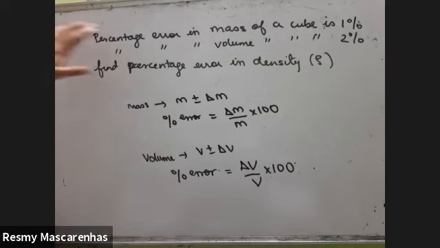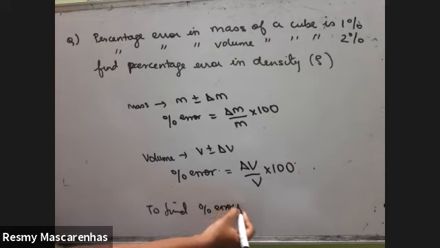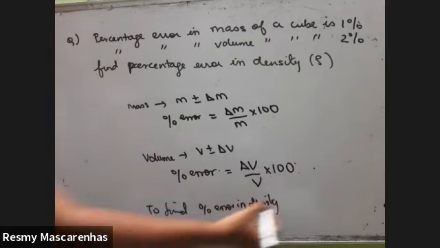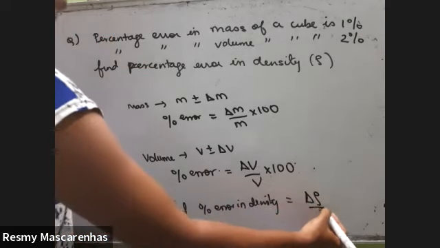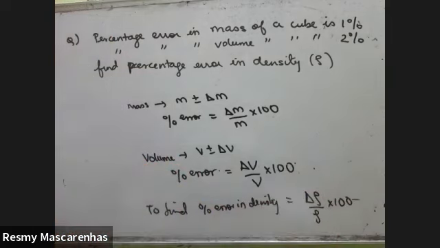Now directly the percentage errors has been given. Same way, what has been asked? To find percentage error in density. So what we need to find, that is delta rho upon rho into 100, is how much? So this is what we have to find.